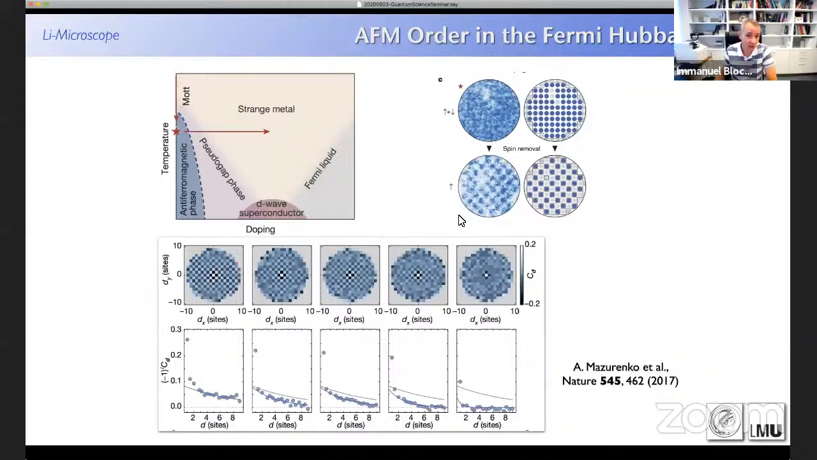But of course, this only works if you don't have too many holes in the system. If you're working in a strongly doped regime, you cannot be sure whether the hole you're seeing is a true hole or is actually a spin down particle. But in the undoped case, it's unambiguous. Then you can measure spin-spin correlation functions, and you see that if you go to low enough temperatures, these beautiful antiferromagnetic correlations emerge in the system, which die out for higher temperatures.